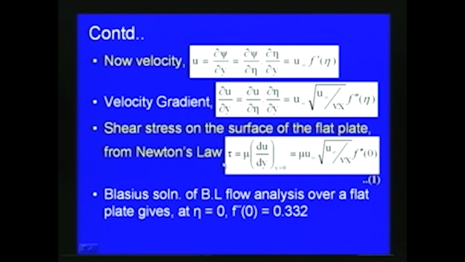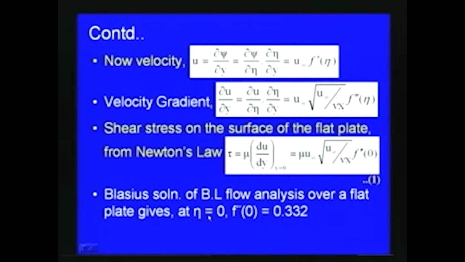The shear stress on the surface of the flat plate, from Newton's law, we can write tau is equal to mu du by dy at y equal to 0. That is equal to mu u infinity square root of u infinity by nu x f double dash at 0 location. By using Prandtl's equations, Blasius derived the solution by the discussed steps for the boundary layer flow over a flat plate, and at eta equal to 0 he showed that f double dash 0 is equal to 0.332.